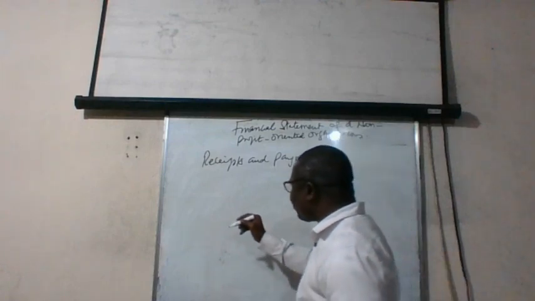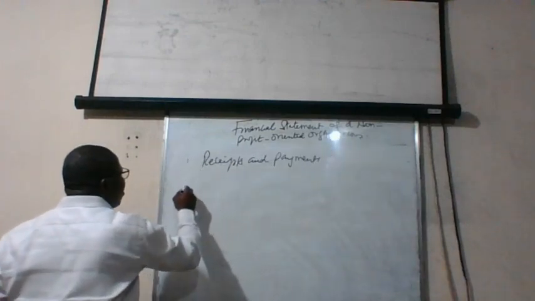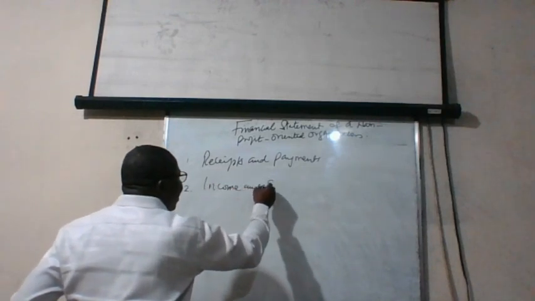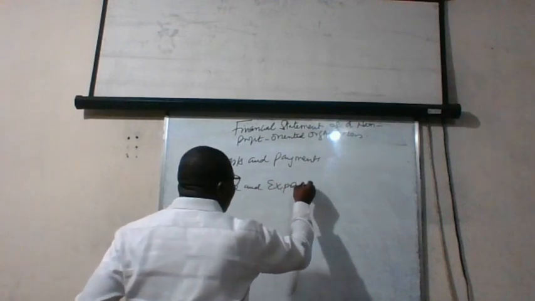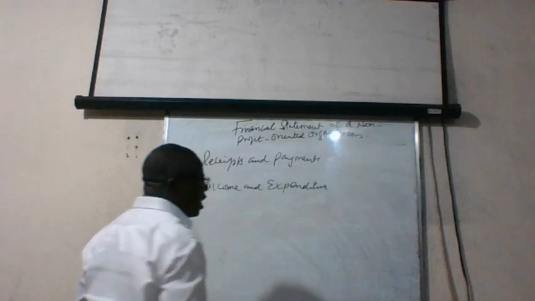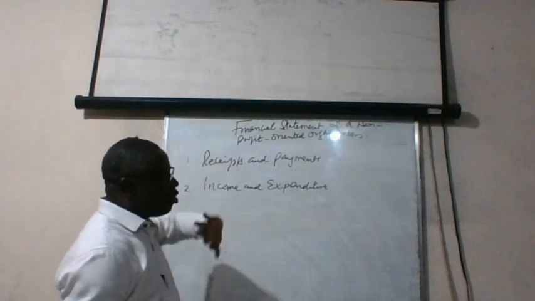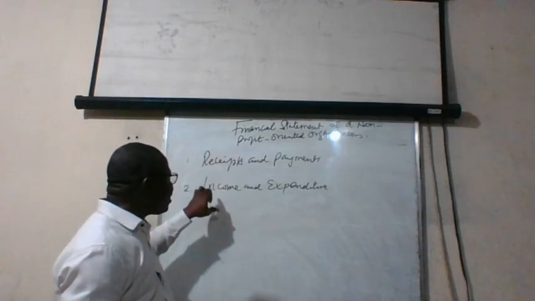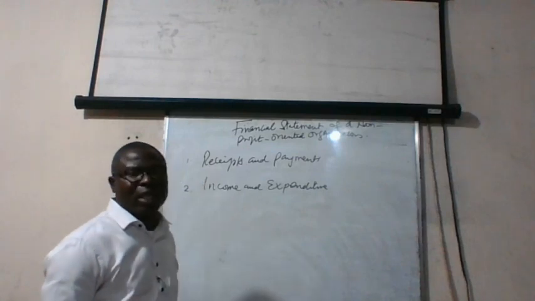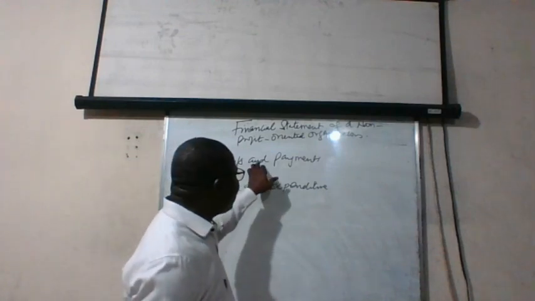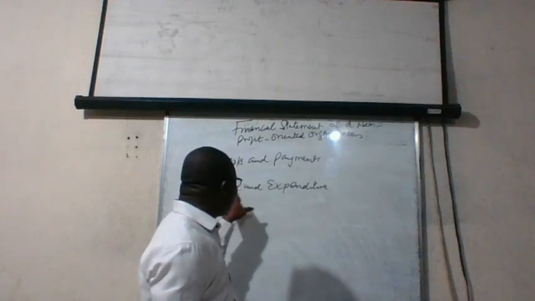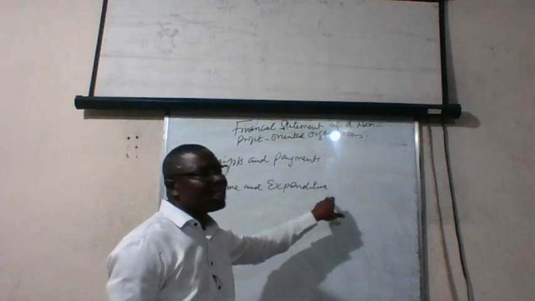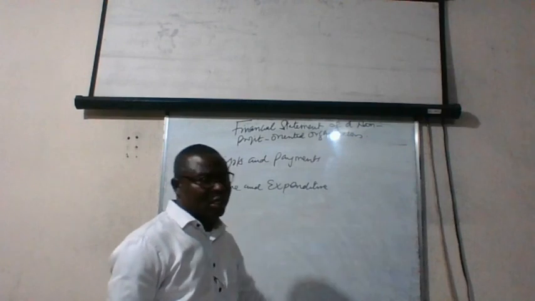So the next one will be number two, income and expenditure. We saw this in the chart of the difference between the profit making and non-profit. Now, receipts and payments replaces the cash book in the profit making business, while income and expenditure replaces the profit and loss account. So the aim of income and expenditure is to find out whether the business is running on surplus or deficit.